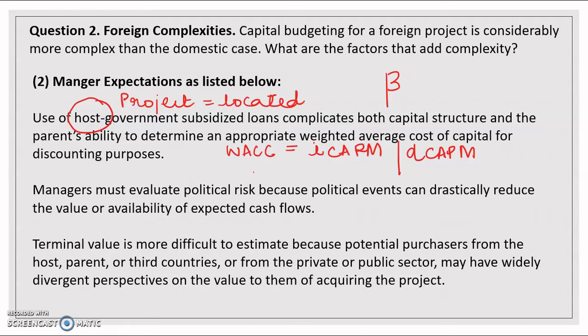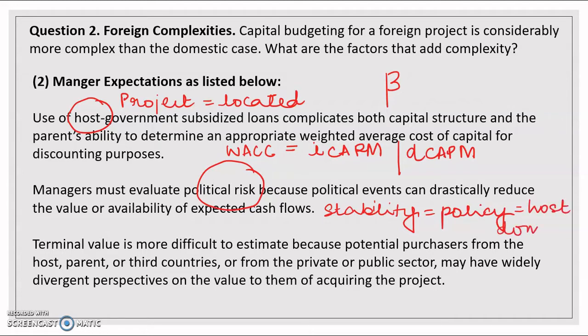Managers must also take into account the political risk or the stability of the policy, right? Stability of the policy in the host market as well as the domestic market. Is there going to be an upcoming election or a change of hand in leadership that can have an impact on the cash flows, because political risk definitely has an impact on foreign exchange movement. It creates uncertainty.